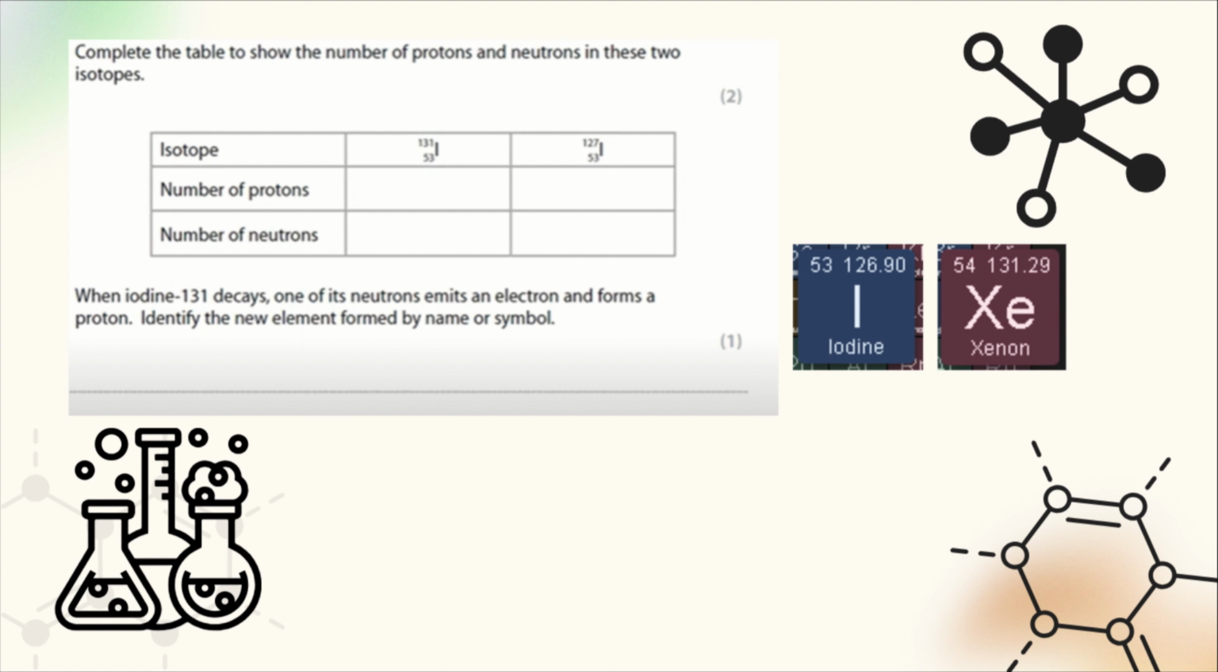When iodine-131 decays, one of its neutrons emits an electron and forms a proton. Identify the new element formed by the name or symbol. So the neutron forms a proton, which means originally we had 53 protons, but now we have 54 protons. And an element is defined by its number of protons. So 54 protons are owned by xenon. So the new element is xenon. And you can see the number of neutrons.